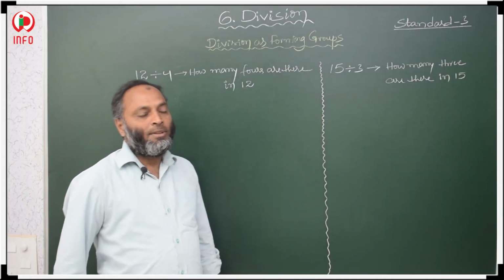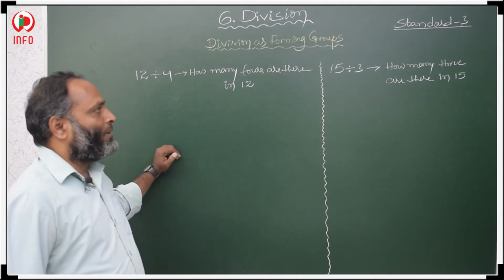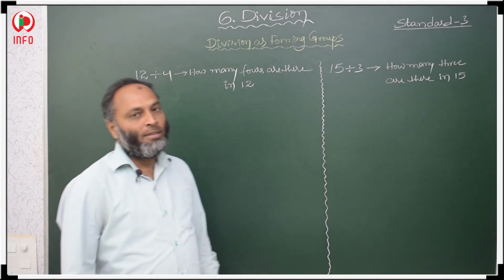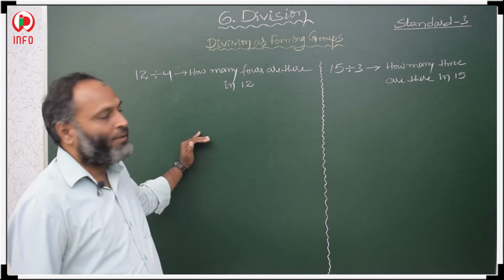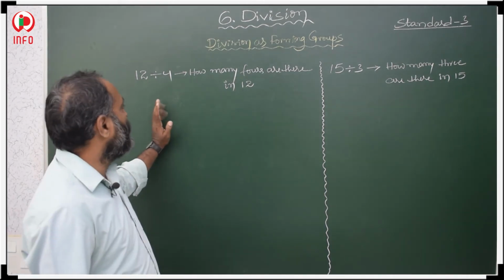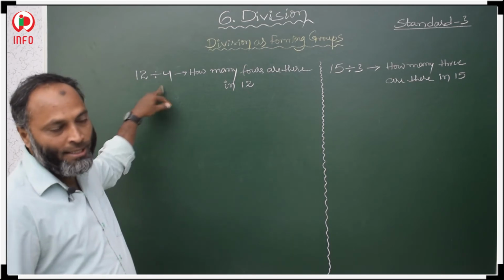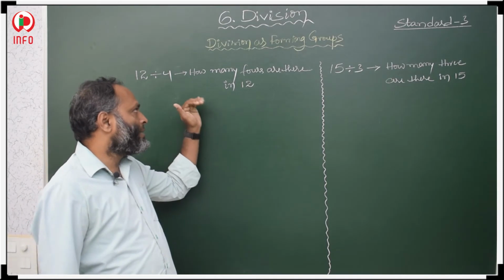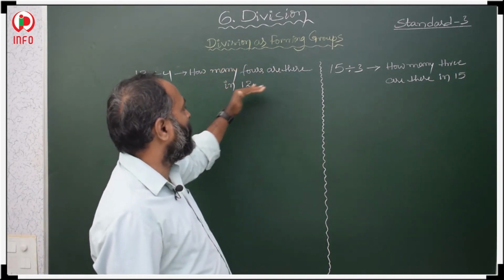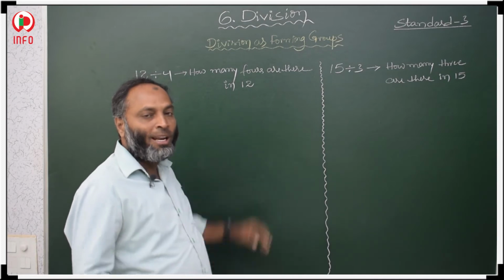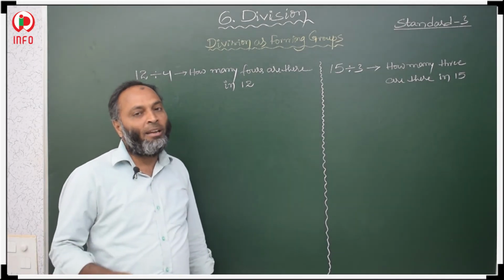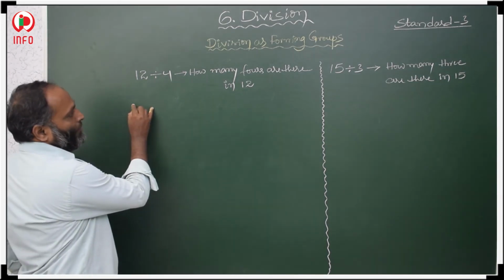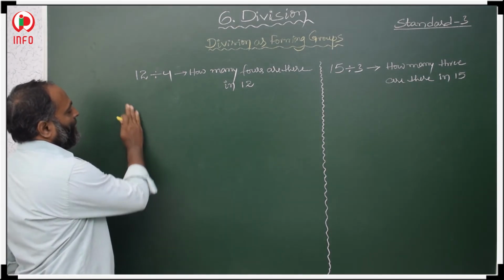Okay, see now students, here division as forming groups. Groups means how many groups we can form. So this we have to learn. Here, 12 divided by 4, how to read? 12 divided by 4 means how many 4s are there in 12? In 12 total, how many 4s are there?